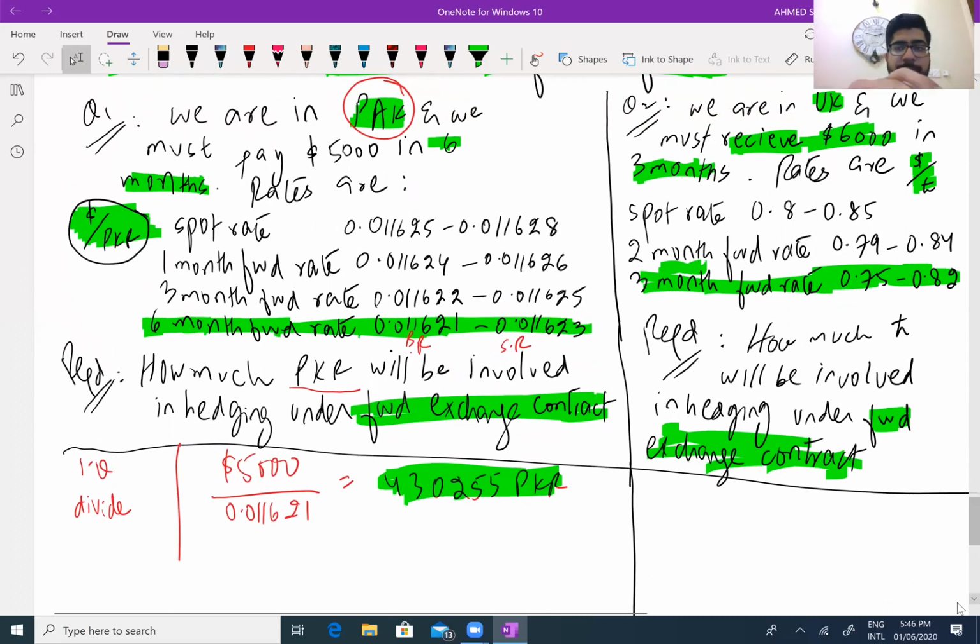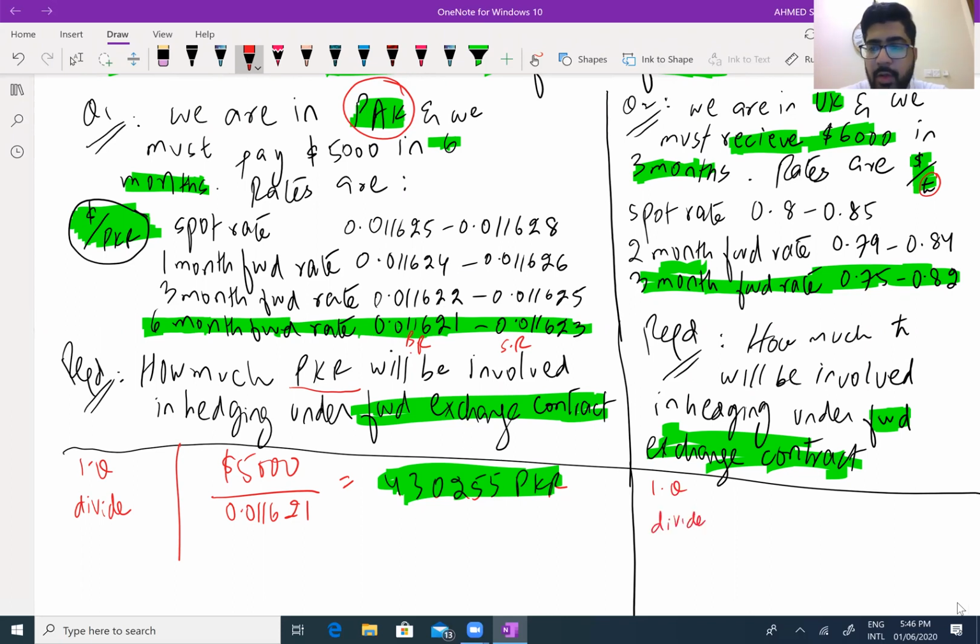Second step. You're in UK, right? What is the local currency of UK? Pounds. It's in the denominator. Indirect quote. Local currency in the denominator, indirect quote. Again, divide. Sorry, the lower rate is the buying rate, and the higher rate is the selling rate. As per indirect quote, lower is buying, higher is selling.